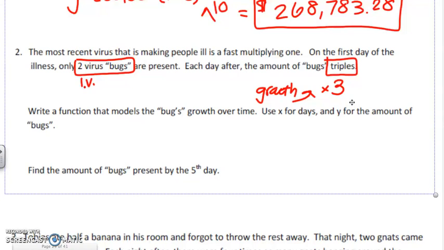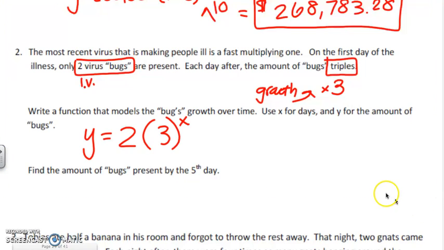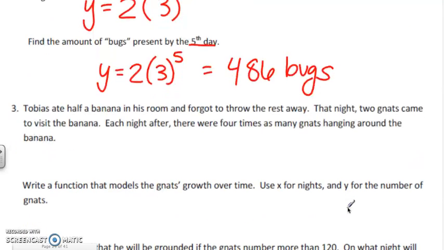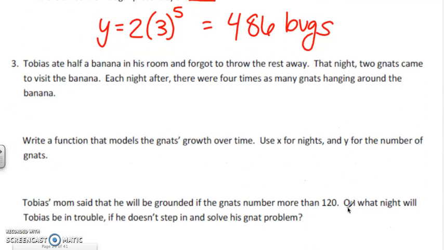So I'm going to write my equation. So y equals your initial value, 2, times your growth factor, 3, raise it to the x. Okay? And then I want to find the amount of bugs present on the 5th day. So I'm going to substitute in right there and get 2 times 3 and raise it to the 5th power, and you should get 486 bugs. So again, try that in the calculator, and if you did not get 486, please let me know. Okay? Let's look at another problem.